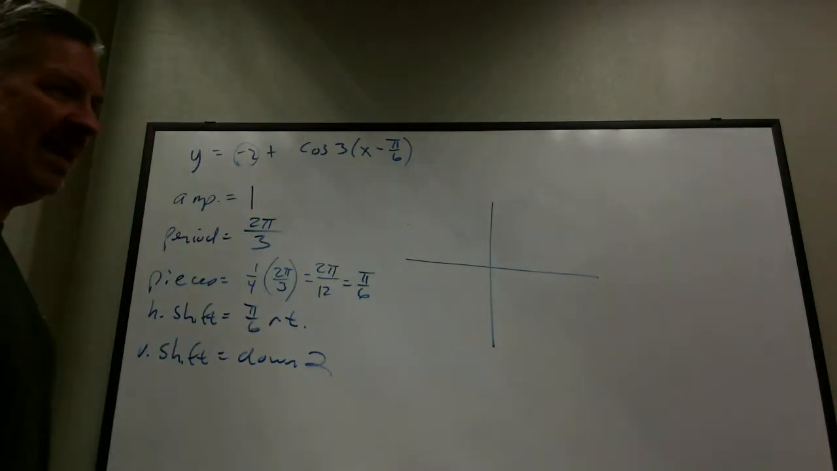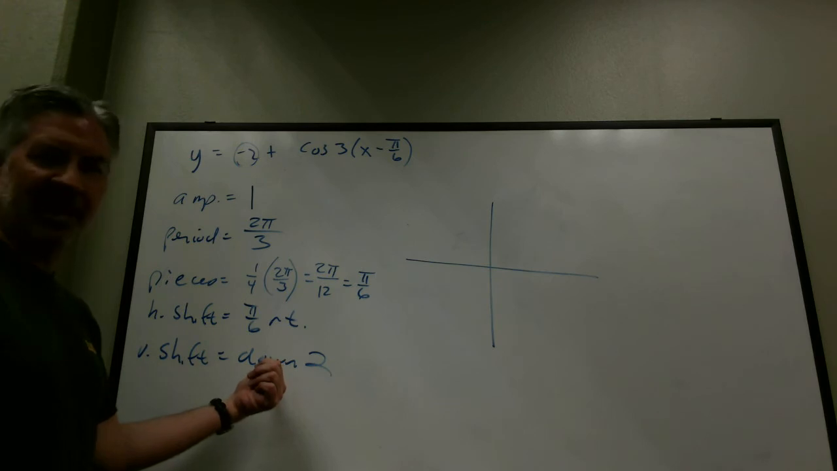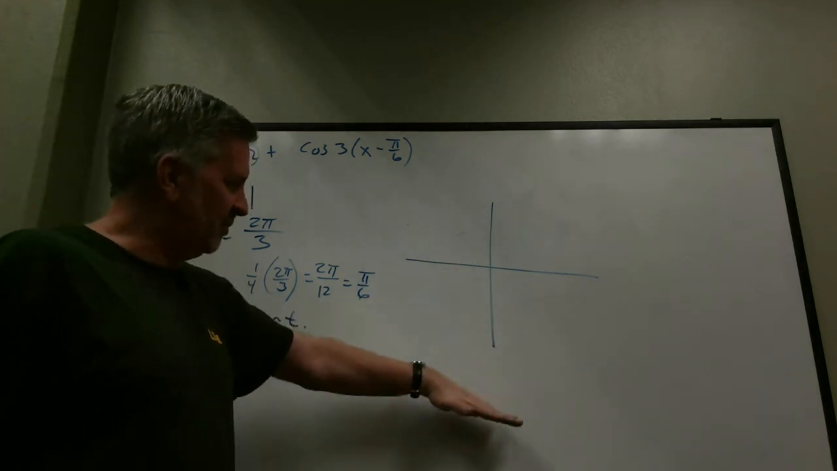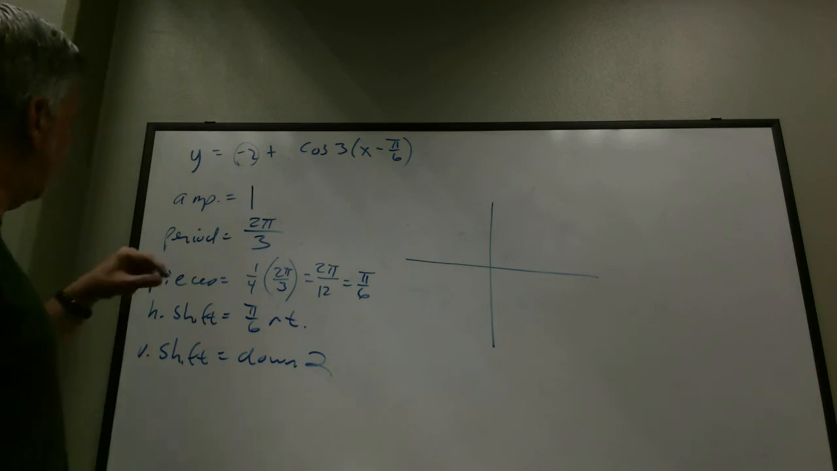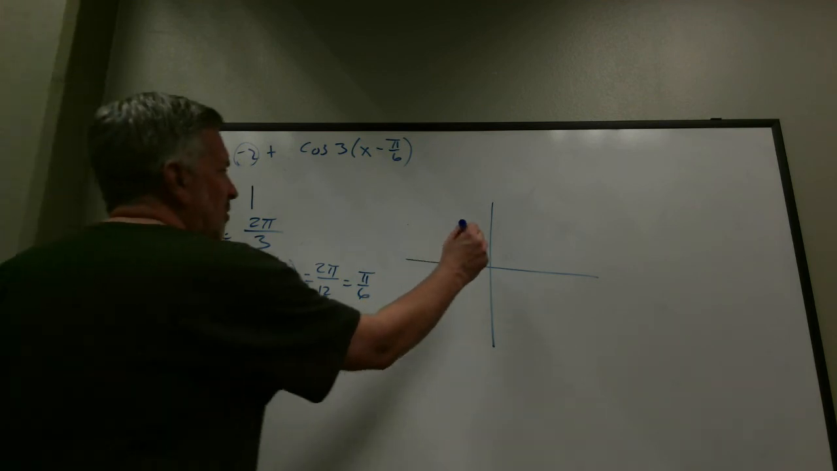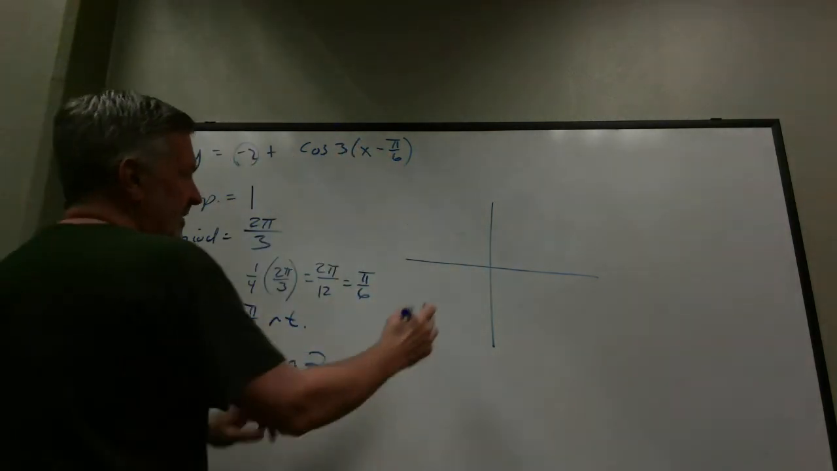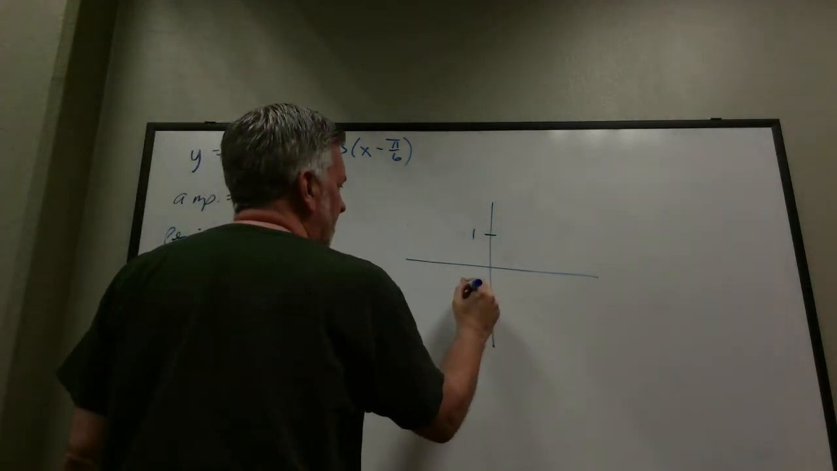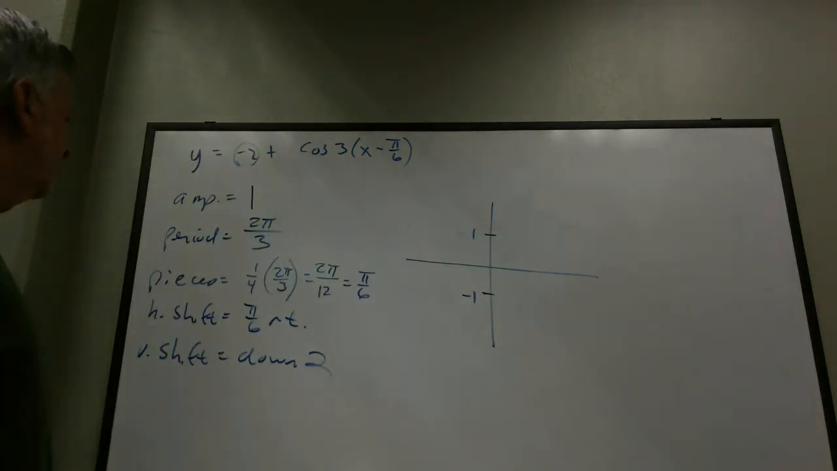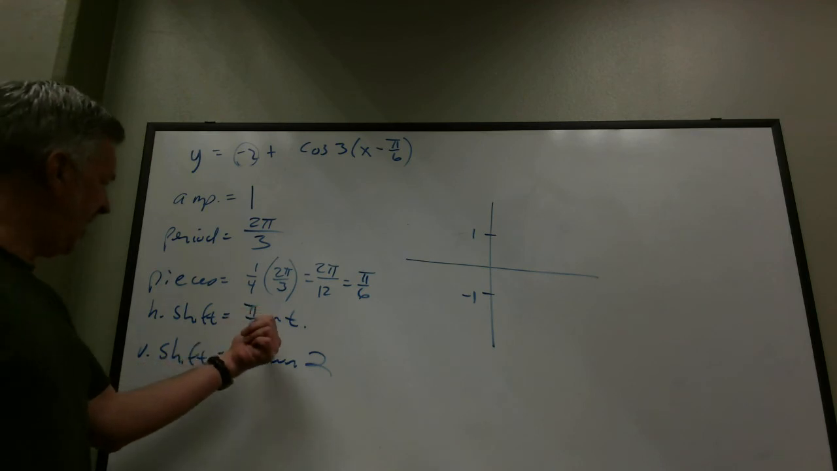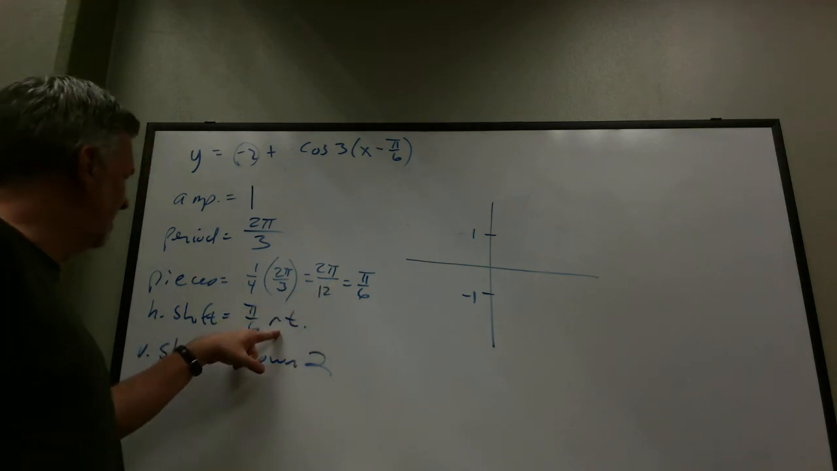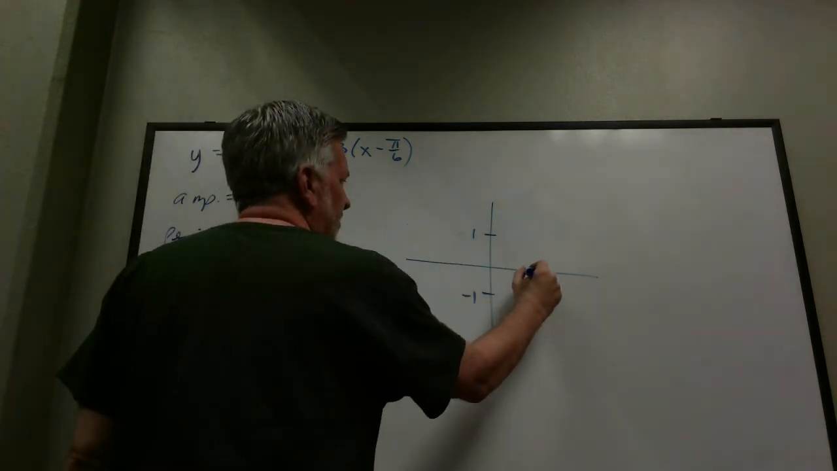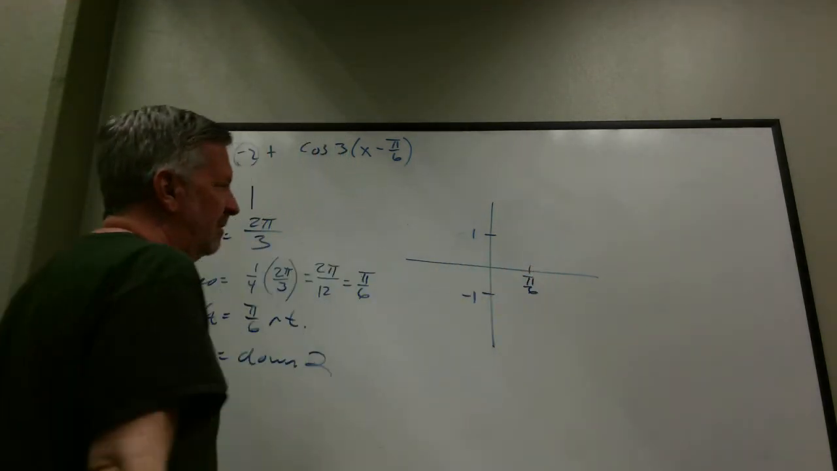Oh, but you should plan ahead. You know you're going to shift down at the end, so you've got to give yourself some room down at the bottom. Okay, so the amplitude is 1, so my range without the vertical shift is from minus 1 to 1. I'm going to shift pi over 6 to the right. Notice the shift and the pieces are the same again. I'm being nice. So when I shift pi over 6 to the right, there we go.